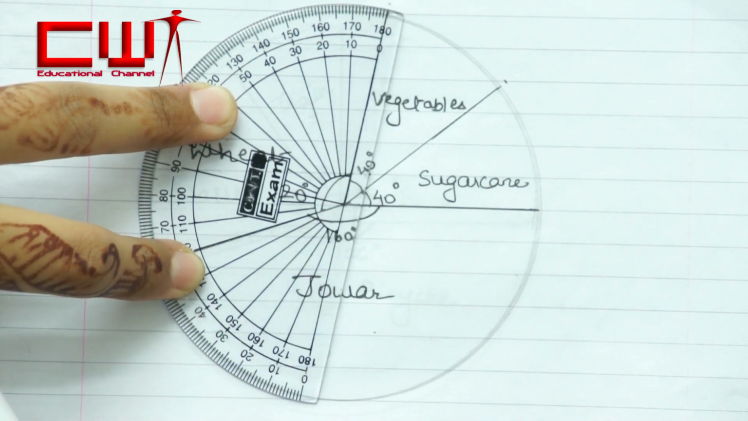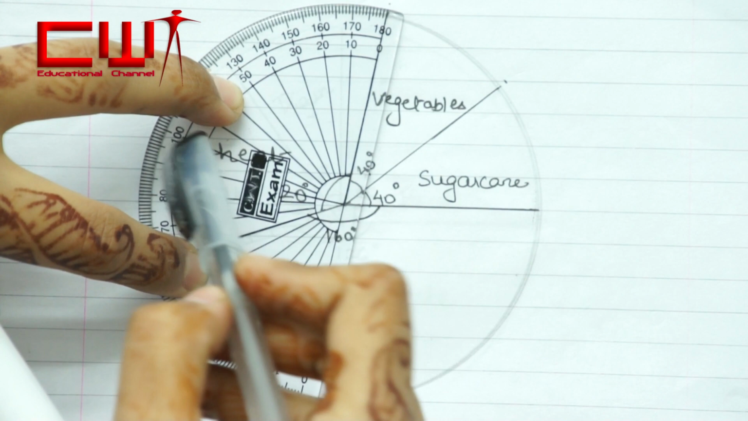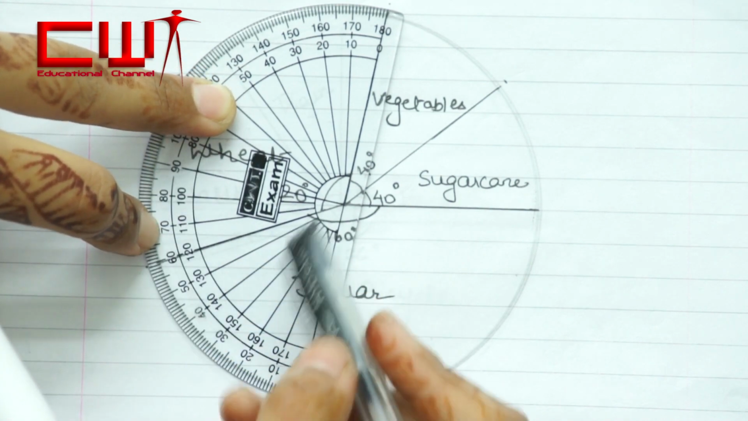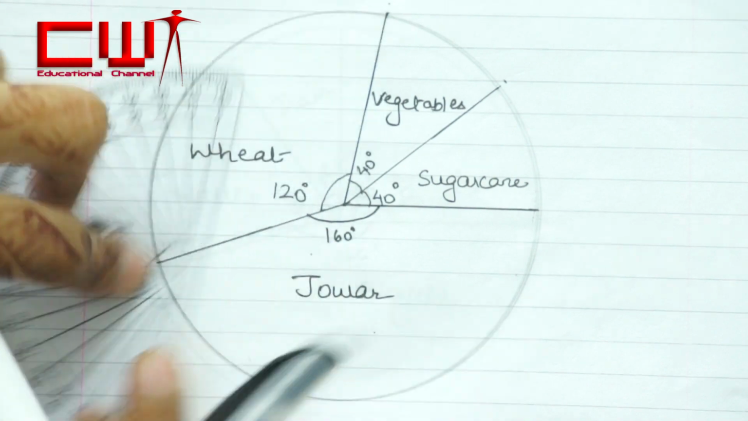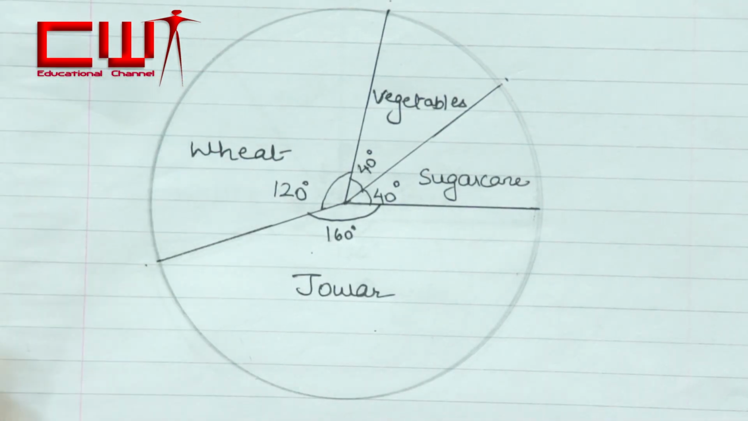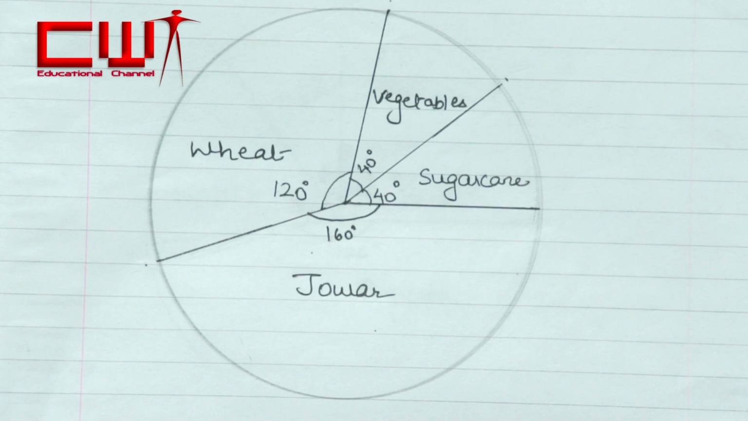Whatever you keep on making, you keep that line as base. Vegetable line base, see where 120 comes: 0, 10, 20, 30, 40, 50, 60, 70, 80, 90, 100, 120. At 120 make a dot and join the line. You get wheat 120 degrees. Last is 160, so whatever remains will be 160. This is how you are going to draw the pie diagram.